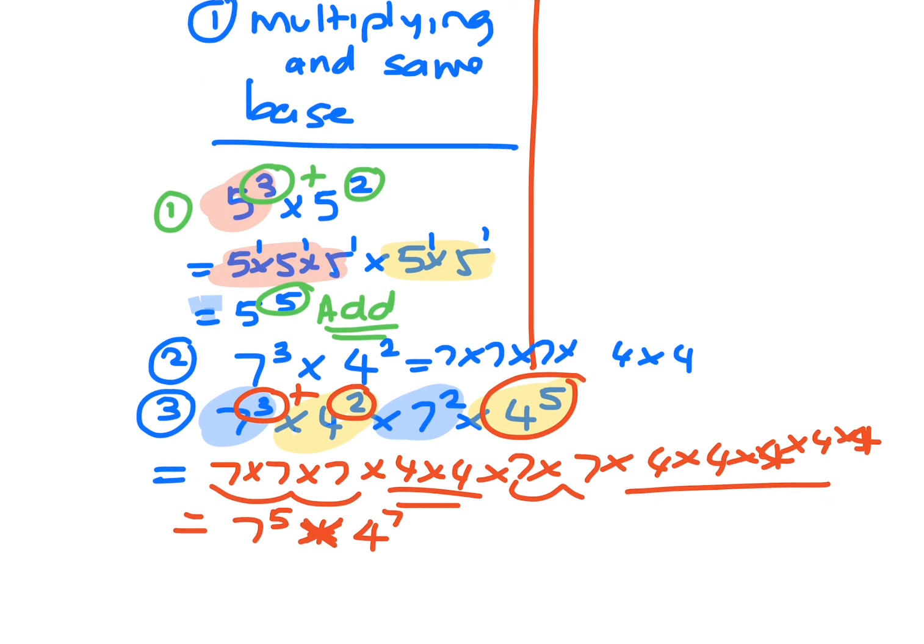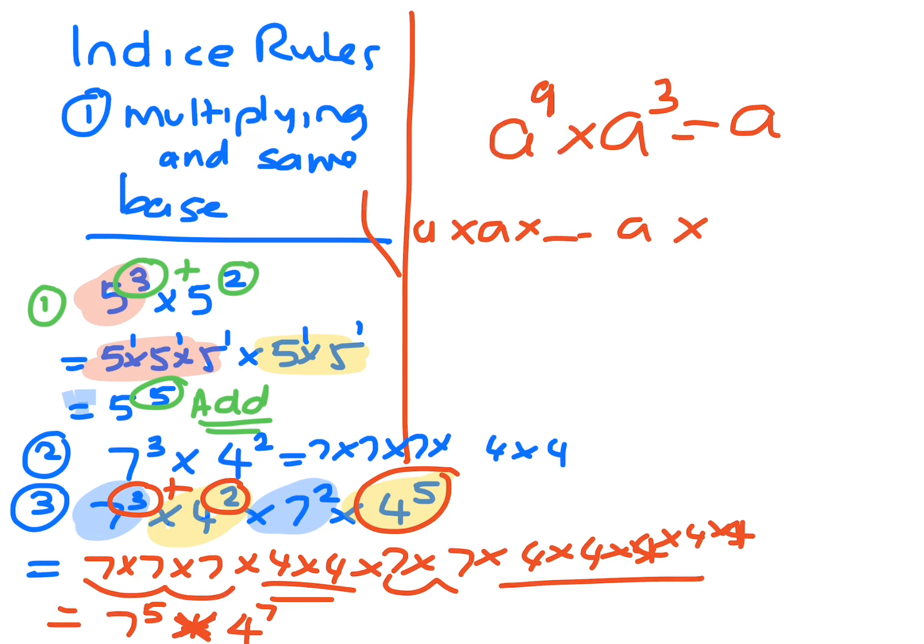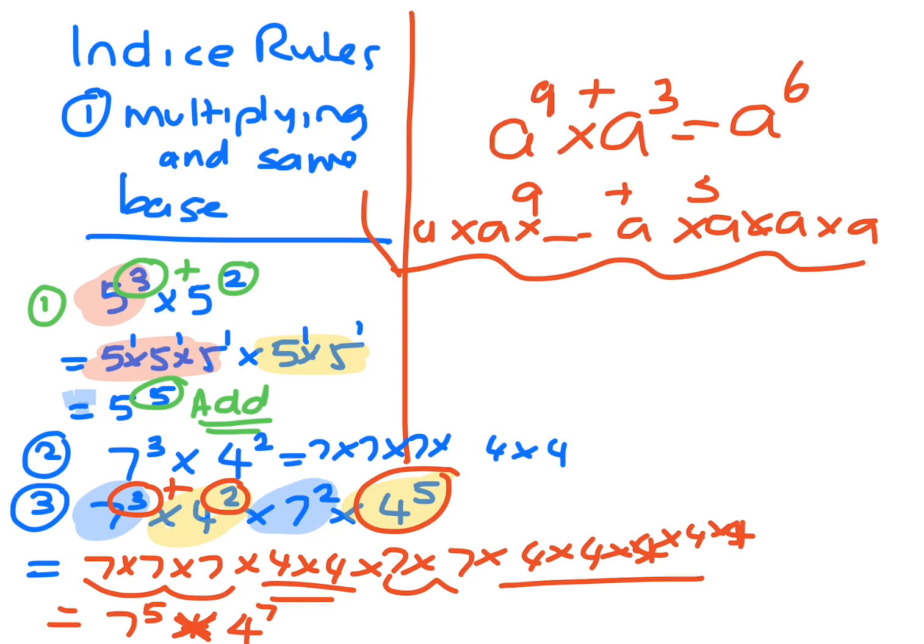Now you can also do that with algebra. So if you've got like a to the 9 times a to the 3, that will be a to the 9 times a to the 3. So there's like 9 a's, and then there is 3 a's. So altogether 9 plus 3 would be a to the 12. So you just simply add the indices.